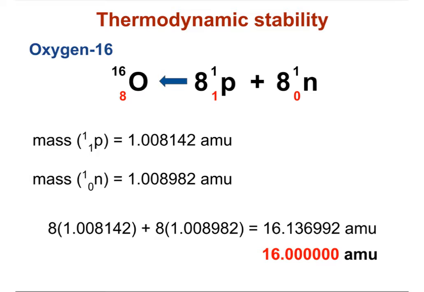So if I take 8 times the mass of a proton and 8 times the mass of a neutron and add them up, I'll get 16.136992 atomic mass units as my expected mass of oxygen 16. But when I go and measure the exact mass of one atom of oxygen 16, it turns out to be 16 atomic mass units exactly. Mass disappears. That's not supposed to be happening.